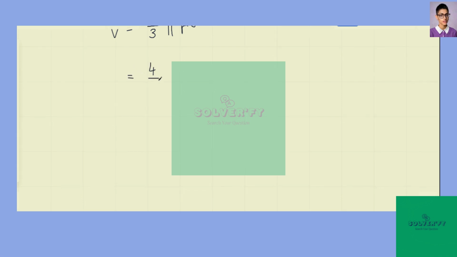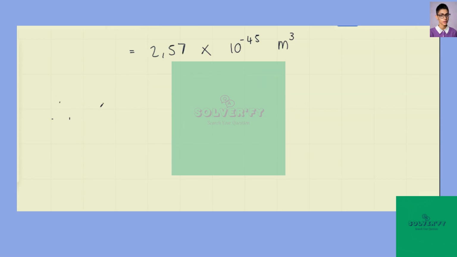So this is 4/3 times pi, and the radius of a proton we can get from a table to be 0.85 times 10 to the minus 15 meters all cubed, and hence we get a volume of 2.57 times 10 to the minus 45 cubic meters.